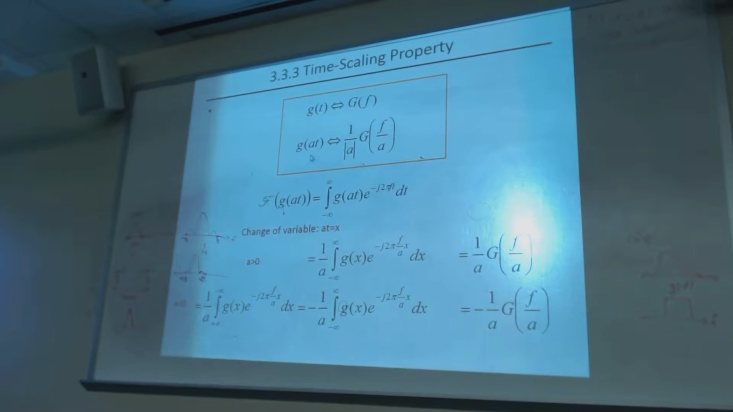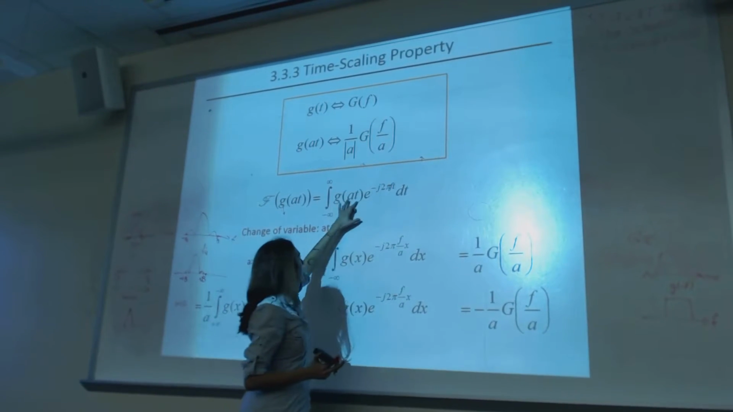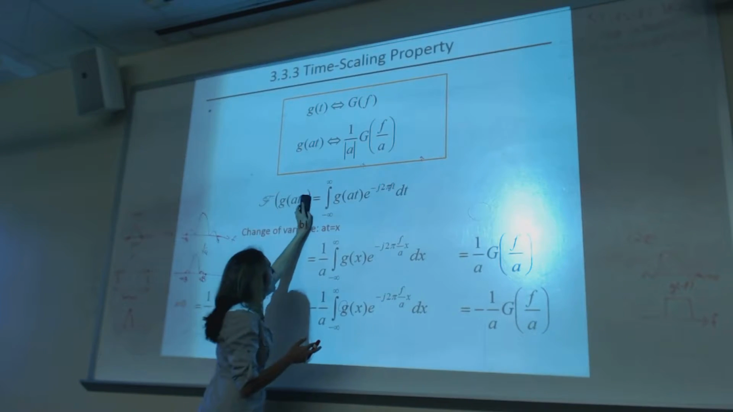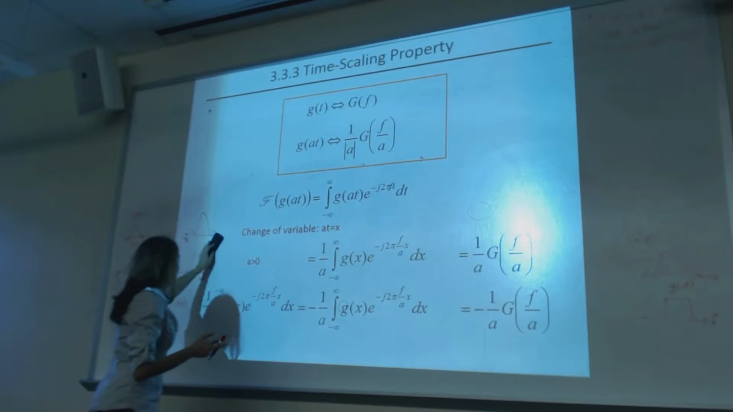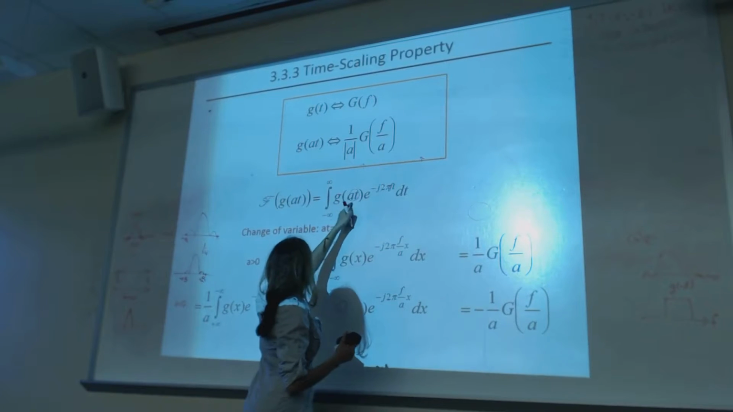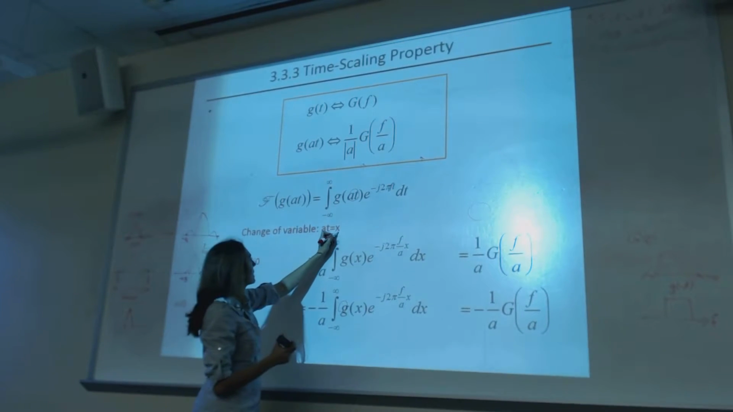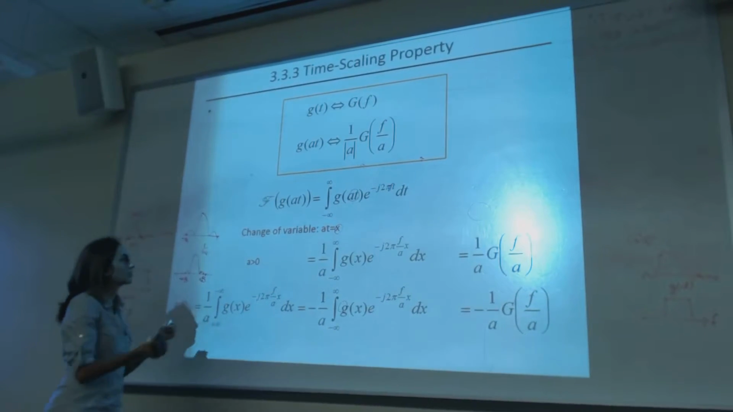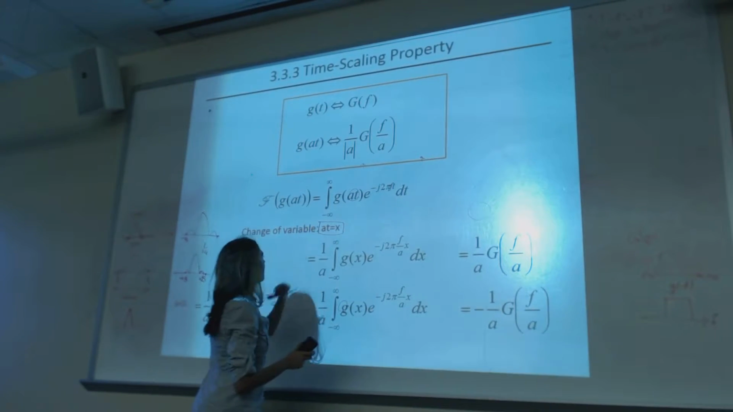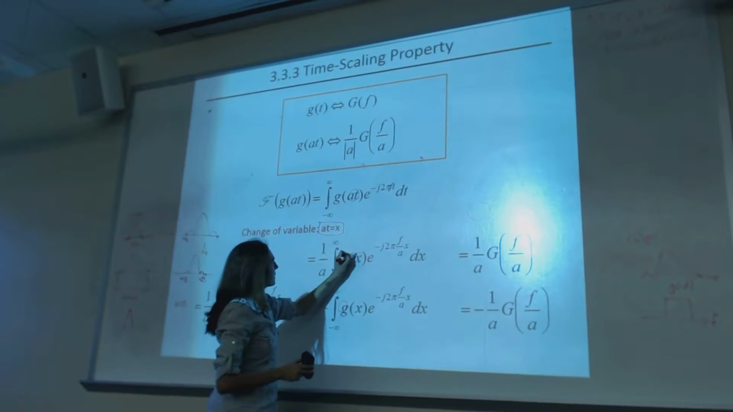So basically what I want to find is the Fourier transform of g of at. By the definition, it is just the signal times e to the minus j2 pi ft. This is just the definition. The common trick here is that because I have g of at, I consider this at, the whole thing, as one other variable. So I have a change of variable. Instead of at, just put x. So define this change of variable: at is x.